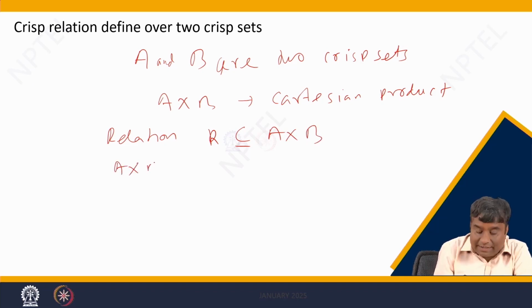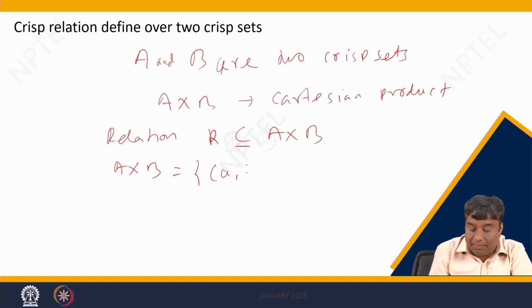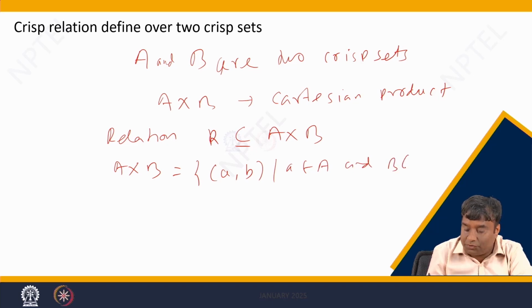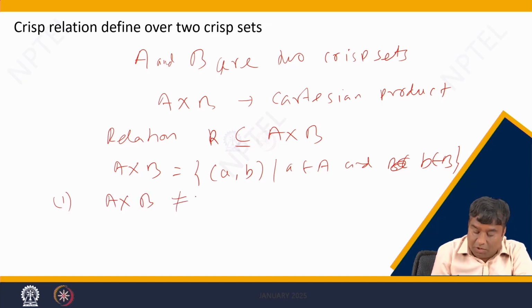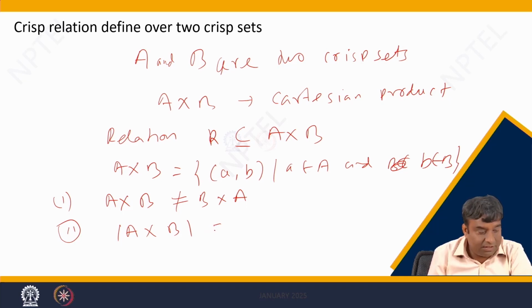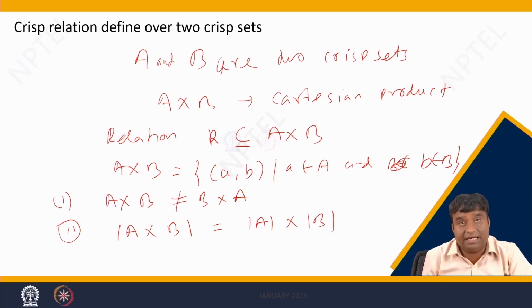Here we get an ordered pair (a, b), where a belongs to the set A and b belongs to the set B. So there are some points: first, A Cartesian product B is not equal to B cross A. Second, the cardinal number of the Cartesian product A cross B is equal to the cardinal number of A times the cardinal number of B. So this is the crisp relation defined over two crisp sets.